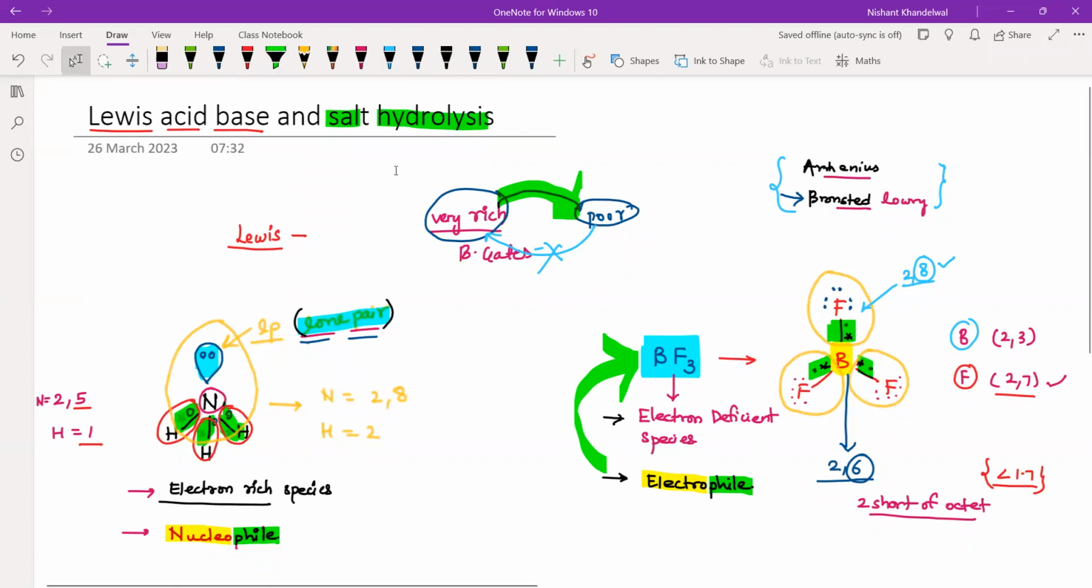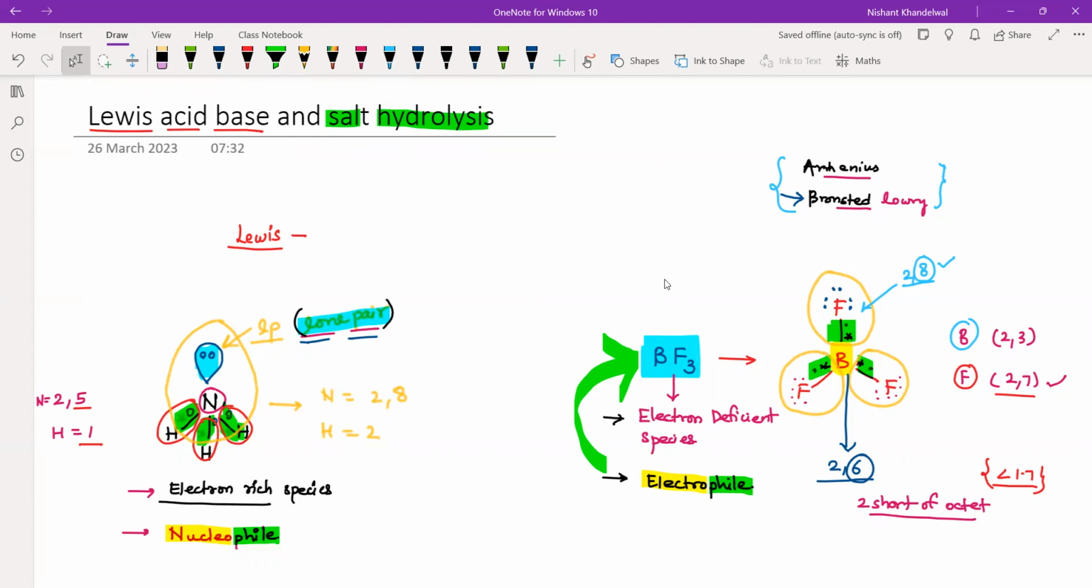Richness here is not about money, because they are not interested in money. They are interested in doing business with electrons. That's what chemistry is all about. Now, what did Lewis say? Lewis said an acid is a lone pair acceptor. A base is a lone pair donor. Or instead of lone pair, since it sounds bad, you can use electron pair.